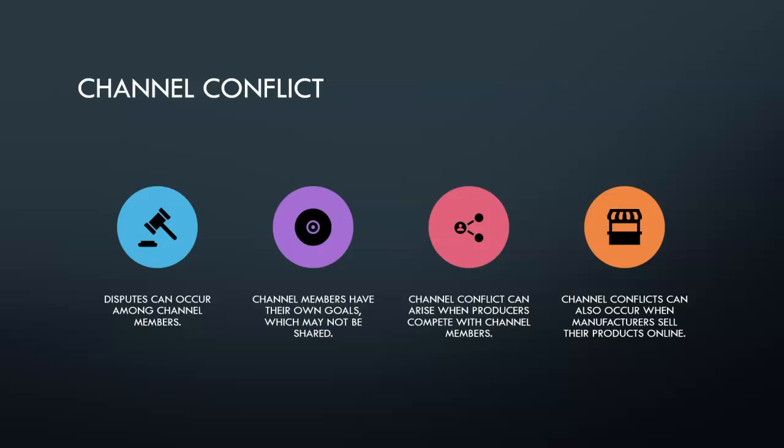Maybe the producers compete with channel members, like two different grocery stores competing against each other, and you're using both of them. Channel conflicts can also occur when manufacturers sell their products online. And now, today, when everything is done electronically at the tips of your fingers, you can do anything online. This is very much a concern that businesses have to think about.